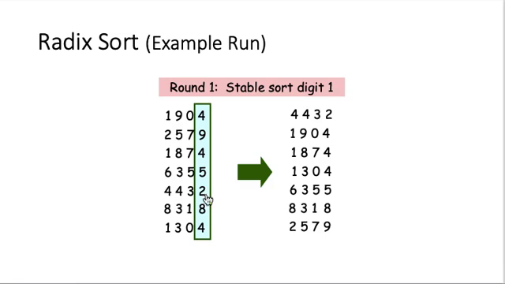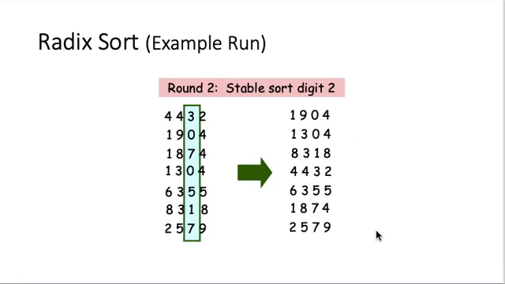We will see that the smallest one is this 2. So because of this 2, we put 4432 here. The next smallest digit will be this 4, but then we are doing stable sort. So 1904 will appear before 1874, and then it will appear before 1304. So we have this, and now we should have 5, and then 8, and then 9. So this is the result of sorting the n numbers based on the last digit.